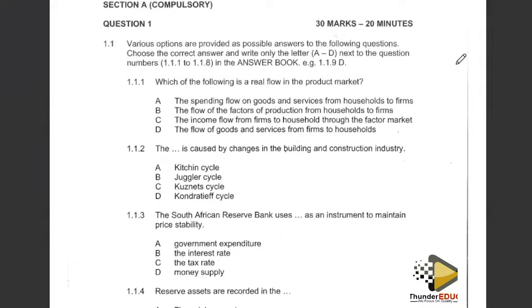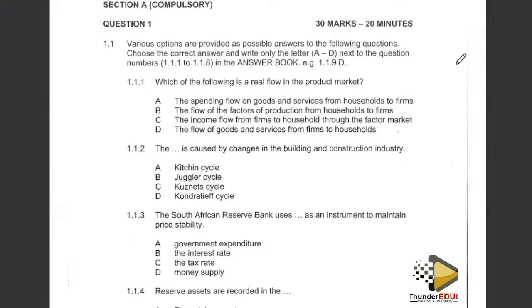Okay, right. So now question 1, in particular 1.1, reads as follows. Various options are provided as possible answers to the following questions. Choose the correct answer and write only the letter. In the bracket, you've actually been shown as an example that the options that will be given, you will be given option A, B, C, up to D. So now, also, if you check there, you are given an example on how to answer this section in a perfect manner.